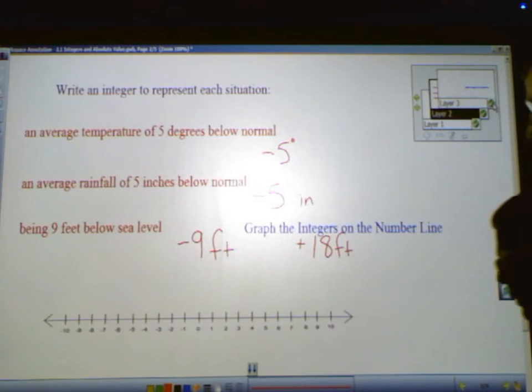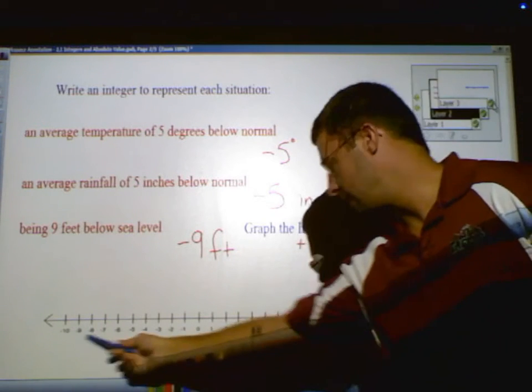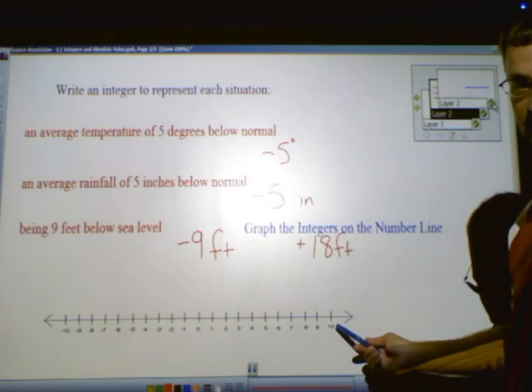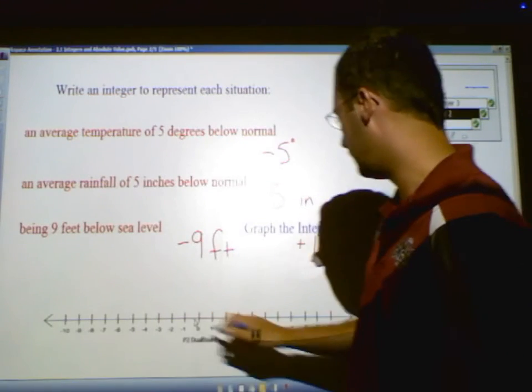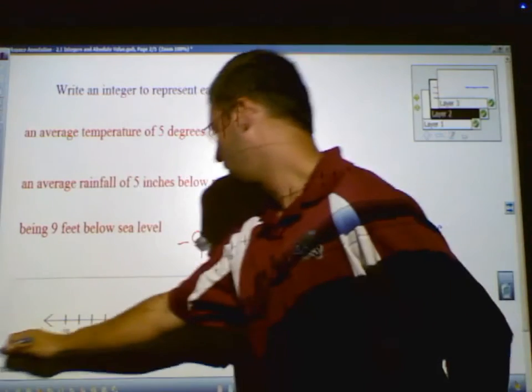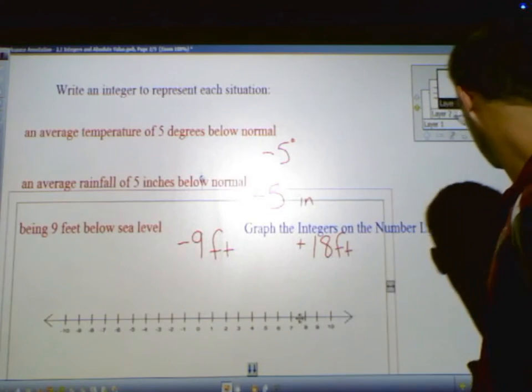Okay, one of the things we're going to do is we're going to graph those integers on a number line. So here I have a number line from negative 10 to positive 10. I don't know if you can see that very well. See if I can make that a little bit bigger for you. Well, maybe. There we go.